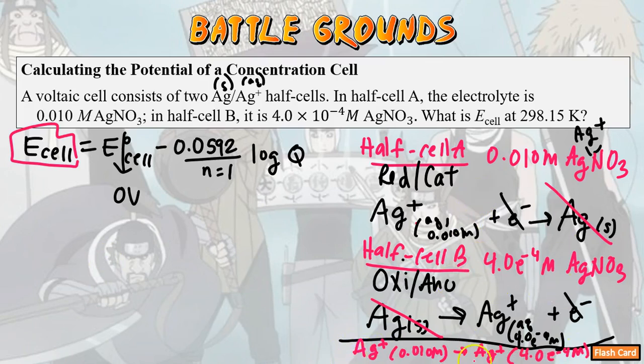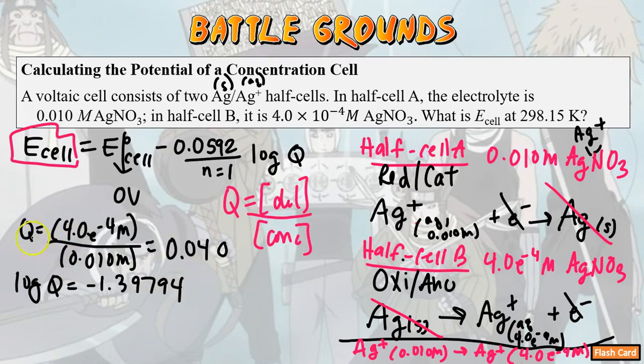And here's what that overall reaction looks like written out. So I'll have Ag+ at 0.010 molar forming Ag+ at the lower concentration. And so these are my products, and this is my reactant. I can go ahead and solve for my Q value, and I can take my diluted concentration divided by my more concentrated version of my silver, right? Exactly like we saw when Haku was speaking to us previously.